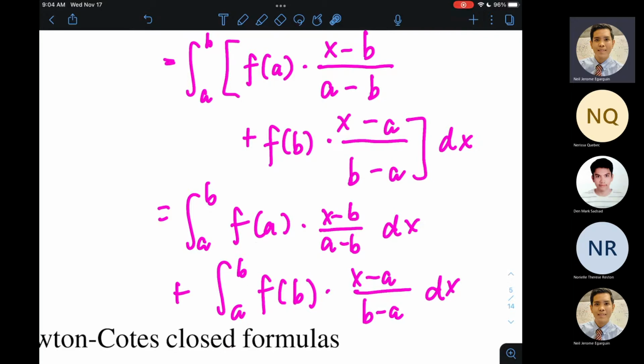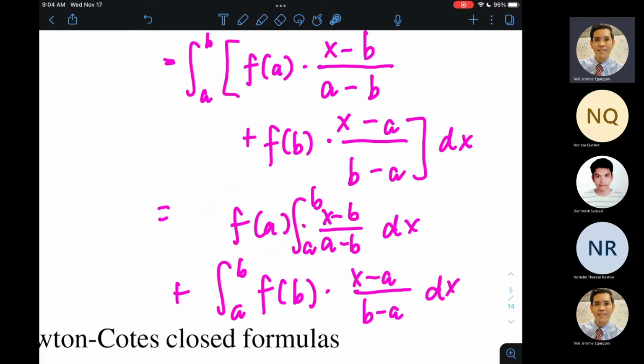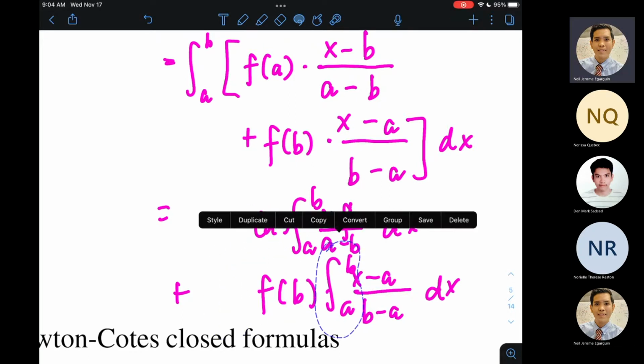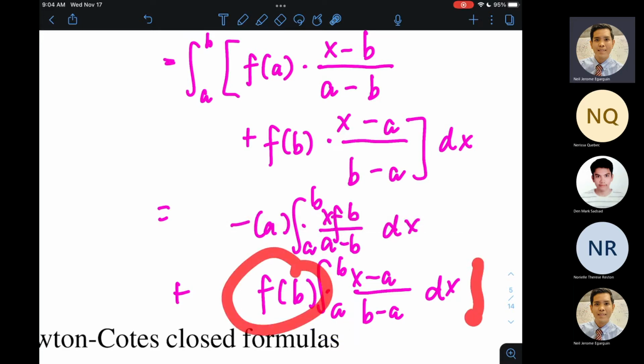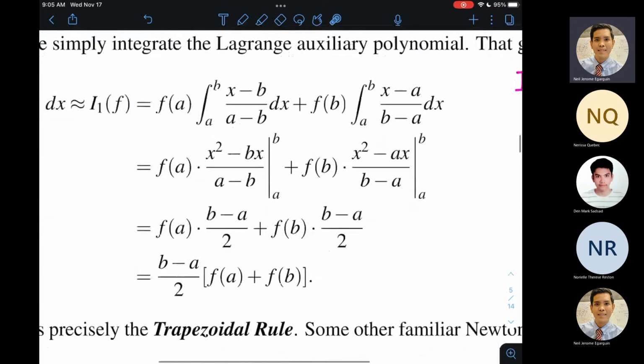Nakita na natin to kanina dun sa general description natin na yung weights lang naman pala ay yung integral nung Lagrange basis polynomial. So meron akong function value dito times the weight. And the weight is exactly as we expected, siya dapat yung integral ni L sub 1. Ganun din yung mangyayari dun sa pangalawang term. Ito yung function value times the associated weight, which is the integral of the Lagrange basis polynomial. And that's what we have here, okay? Function value times weight plus function value times weight.